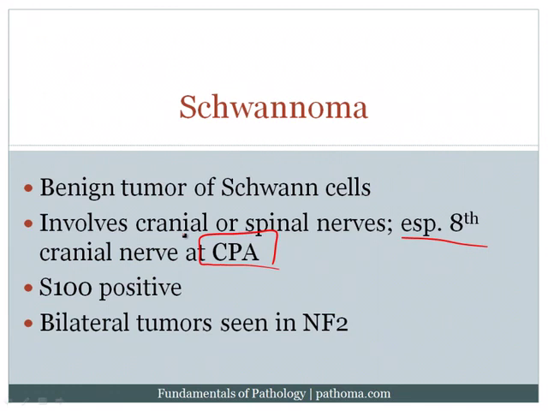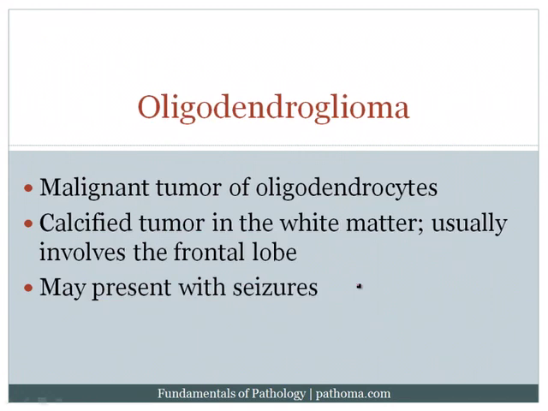Patients who have 8th cranial nerve schwannomas classically present with a loss of hearing and tinnitus, or ringing in their ears. It's important to note that the schwannoma is S100 positive. That's high yield. And it's also high yield to know that bilateral schwannomas of the 8th cranial nerve are seen in neurofibromatosis type 2. Oligodendrogliomas are malignant tumors of oligodendrocytes.